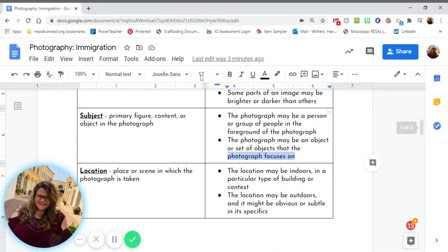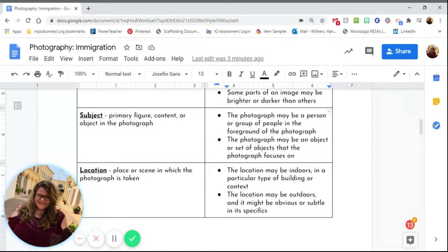All right, so then we very simply have our subject, who is our primary figure, who is the content of the photo, and then the location. So where is the picture being taken? So for subject, it says the photograph may be taken of a person or a group of people in the foreground, or it might be an object or set of objects that the photo focuses on. So this doesn't always have to be a person. Sometimes it might be a thing.